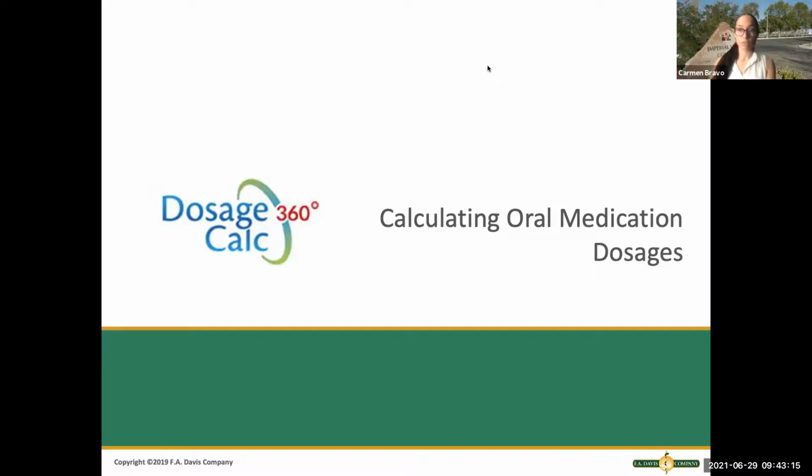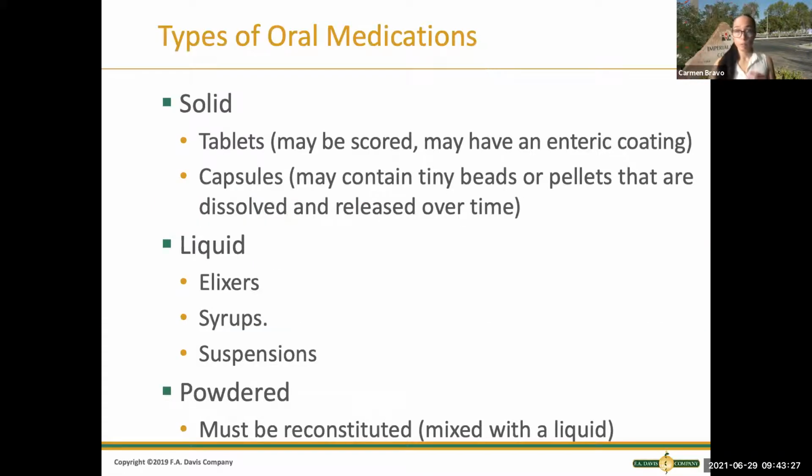So let's talk about calculating oral medications first, and then we'll talk about injectables next. There are different types of oral medications. We have discussed already that there are the solid type of medications, which we're talking about the tablets.